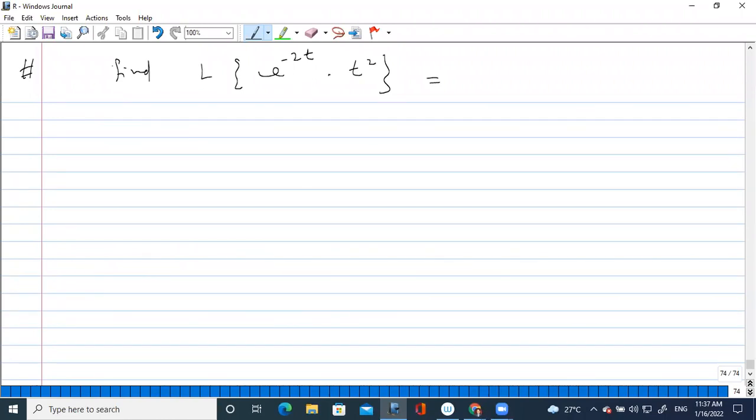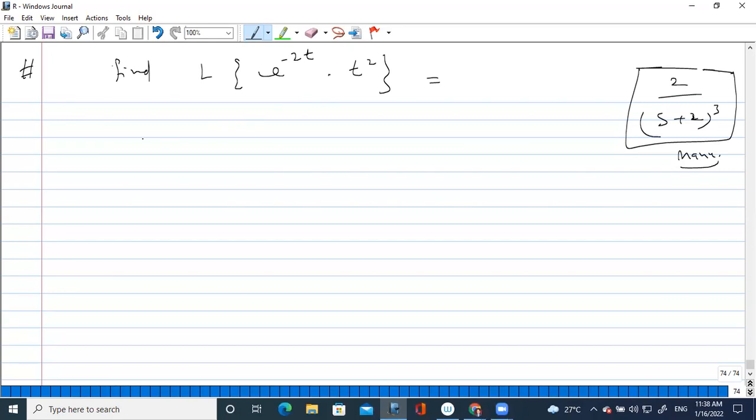So 2 by (s plus 2) whole cube. 2 by (s plus 2) cube. Anybody else? Yes, sir. 2 by (s plus 2) whole cube. Same, na? Yes, sir. Okay. So how we can do this?